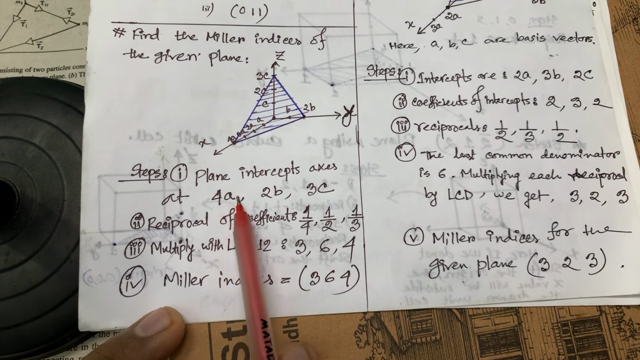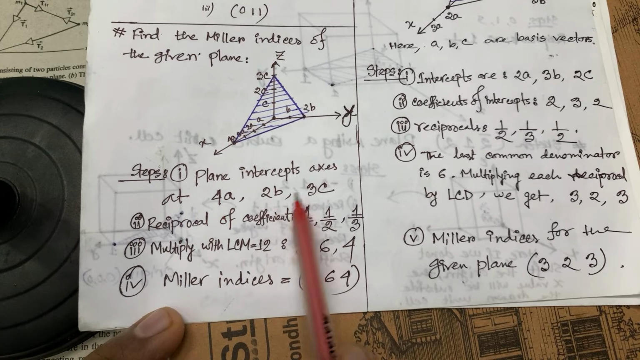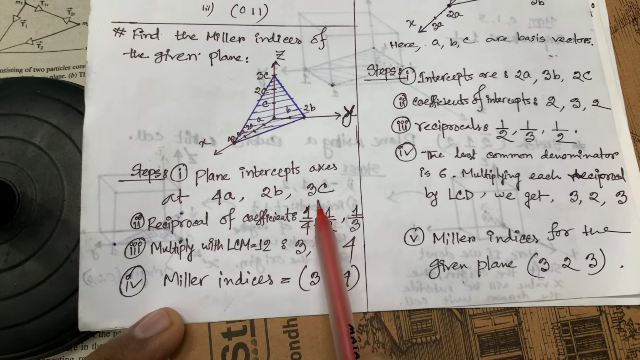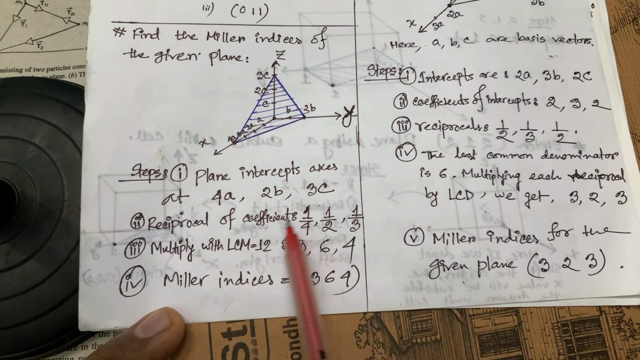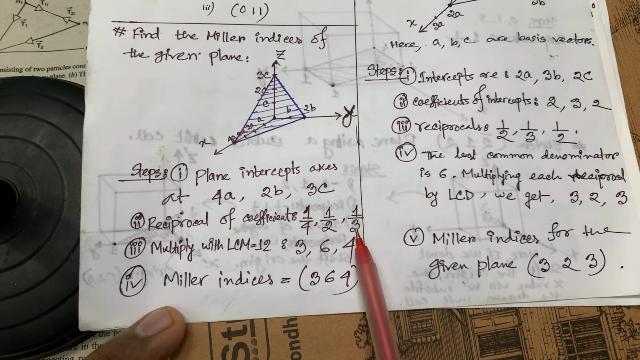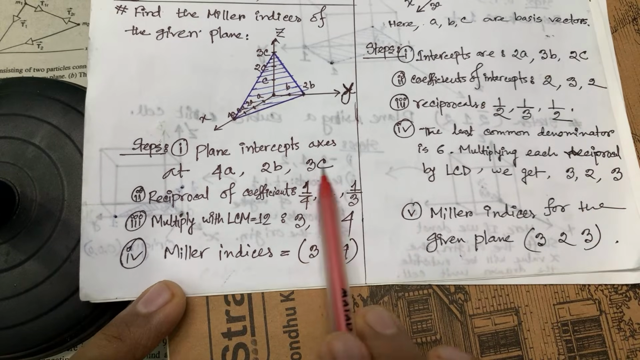Okay, so now it's time to take only the coefficients. The coefficient of a is 4, the coefficient of b is 2, and the coefficient of c is 3. So guys, now you take the reciprocal of 4, 2, and 3. You get 1/4, 1/2, and 1/3. Now, is this the Miller indices?